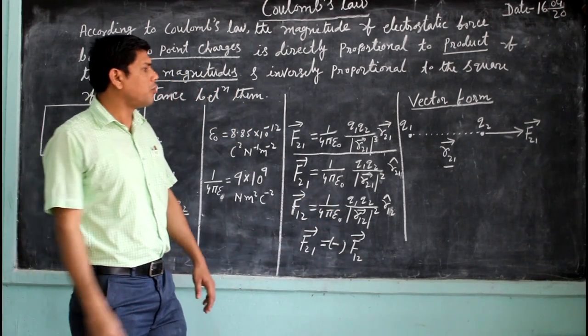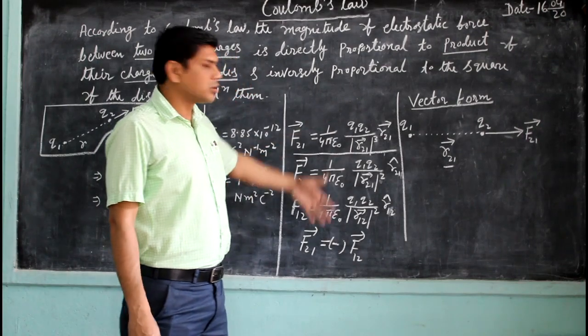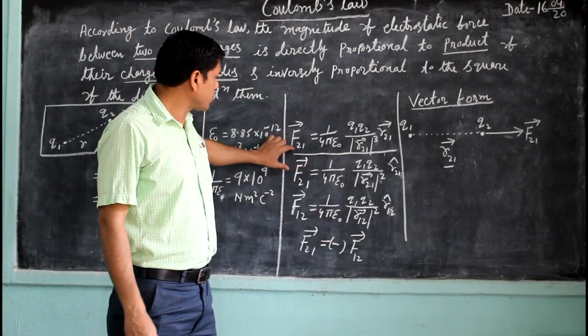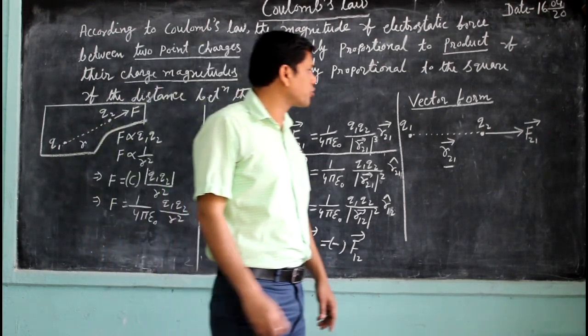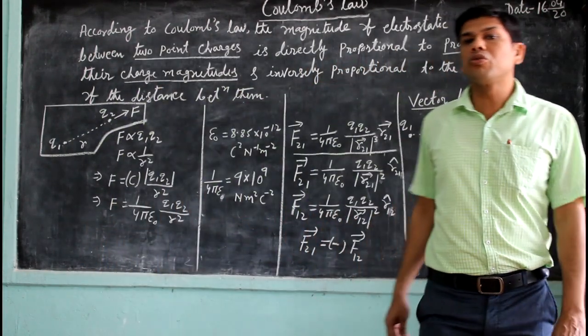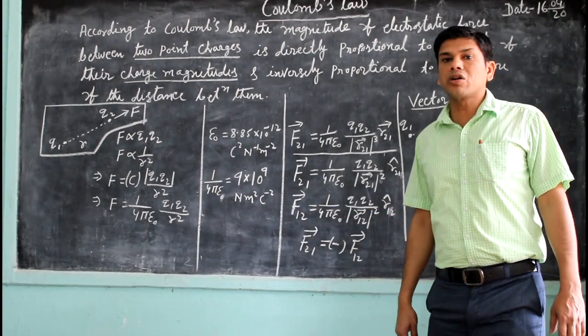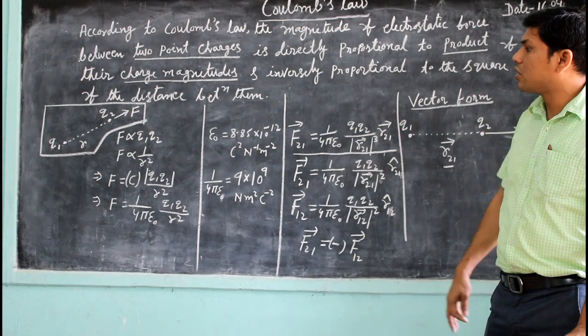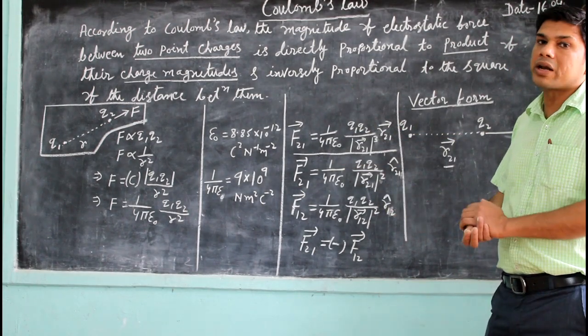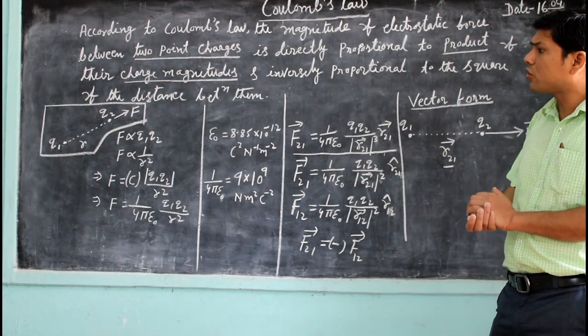You can write in either form: either this formula or this formula. This is the vector form of Coulomb's law. By using the vector form of Coulomb's law, we can find the direction of the force. And by using the simple mathematical form of Coulomb's law, we can find the magnitude of the force.